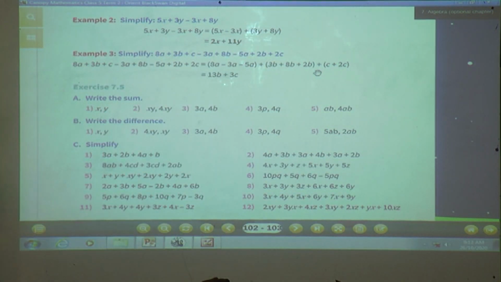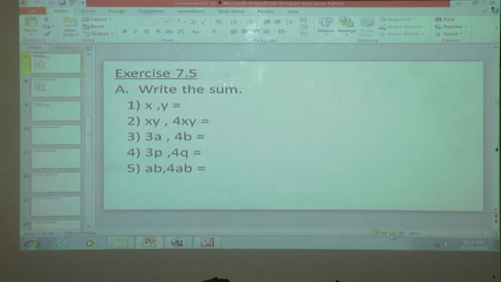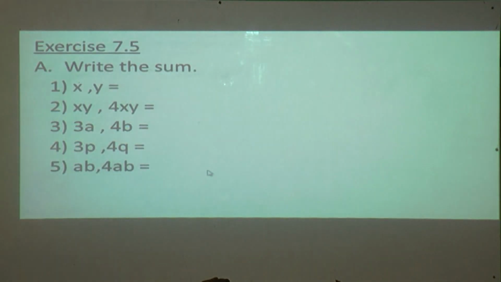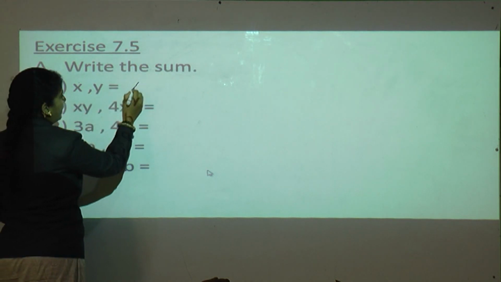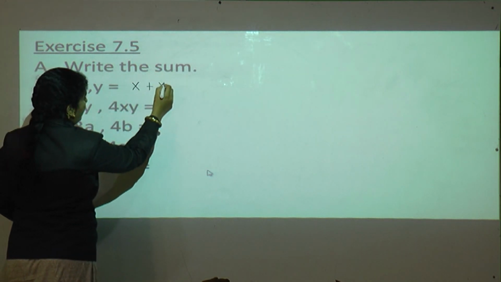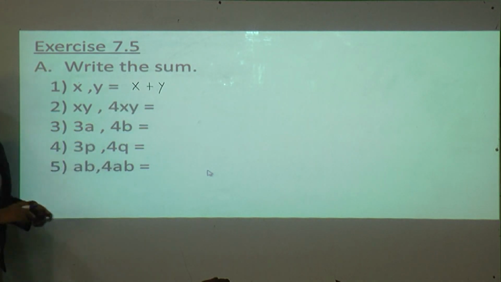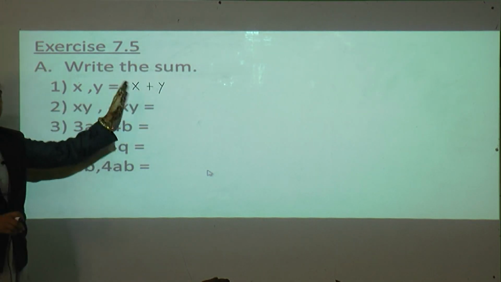See question number A, write the sum. Here x and y, two terms are there, so what we have to do? We have to put the plus sign and just add it. So here x plus y, these two are unlike terms, so we will write as it is.